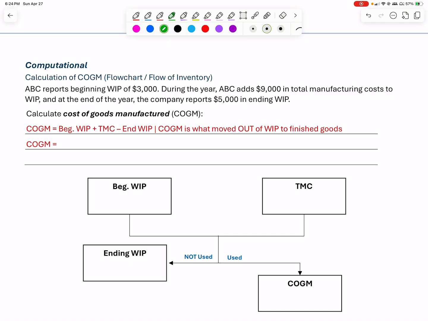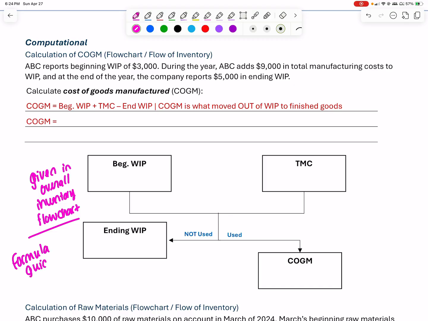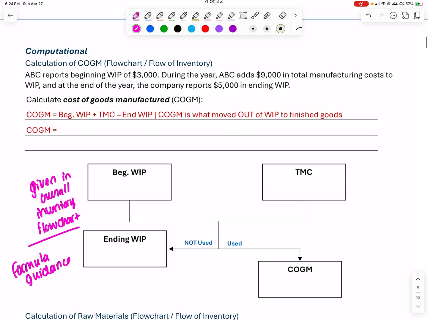Now, you could be asked to calculate things like cost of goods manufactured. You are given this chart in that overall inventory flow chart. Once again, you can see that in the formula guidance document that is provided in the final exam study resources on Blackboard.